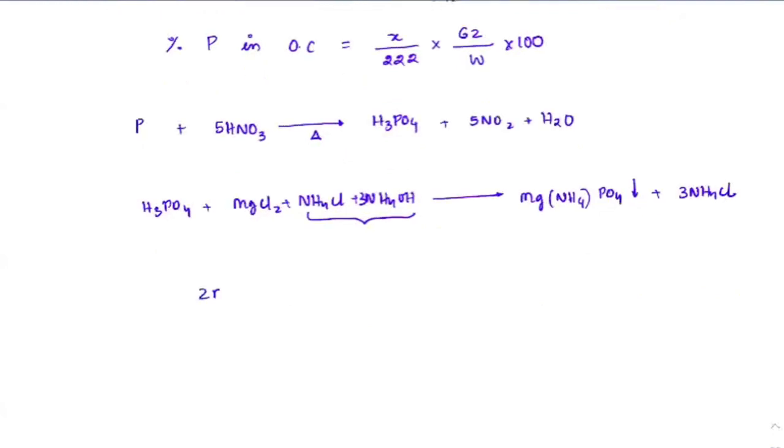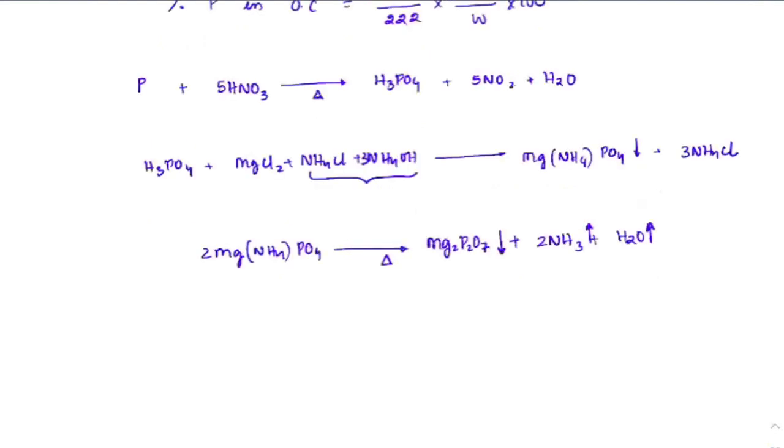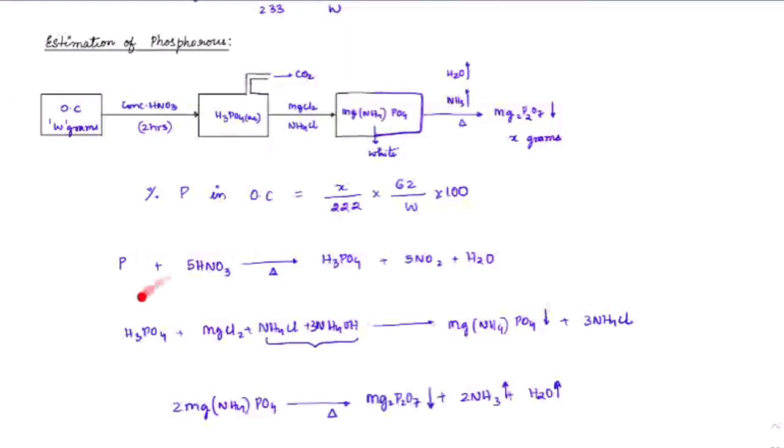Once you get this, we have 2 moles of Mg ammonium phosphate, magnesium ammonium phosphate. Strongly heating will give us Mg2P2O7, which is called magnesium pyrophosphate, plus 2 moles of NH3 plus H2O. The gases will escape, and the pyrophosphate will get precipitated, and that's how we get the percentage. These equations will be repeated in two chapters: one is group 15, the other one is salt analysis.